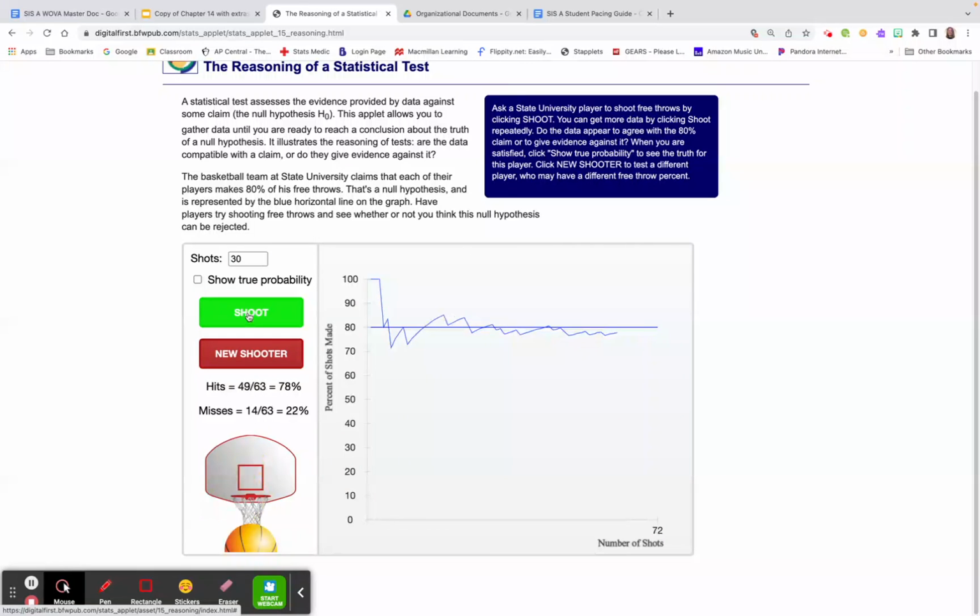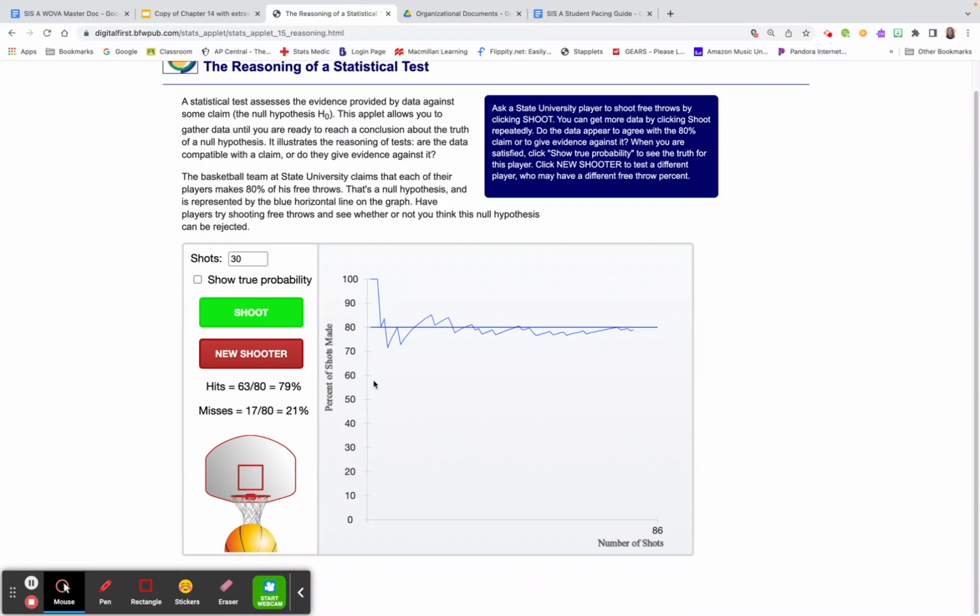I notice that that line kind of goes up and down, but at some point it sort of seems to level out. And my line actually is leveling out close to 80%, which is what my claim was, right? After 80 shots, I was at 63 out of 80, which is 79%. And that's still pretty close to the 80% claim.